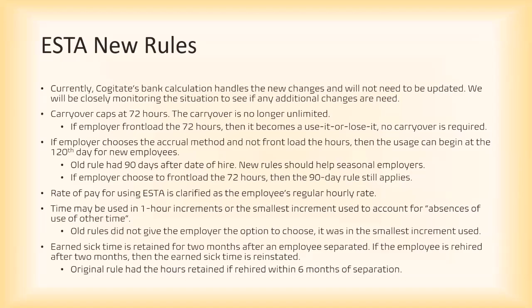So seasonal employees don't end up with 72 hours of sick time when they only work 120, 150 days. So those are the major rule changes. Obviously, there's still some; the document we sent out has a lot more information on some of the details. You can also look it up on Michigan.gov. LEO has more information on that. This is just to give you an overview of some of the changes to the law. I'm going to pause here for a minute to see if there are any questions.